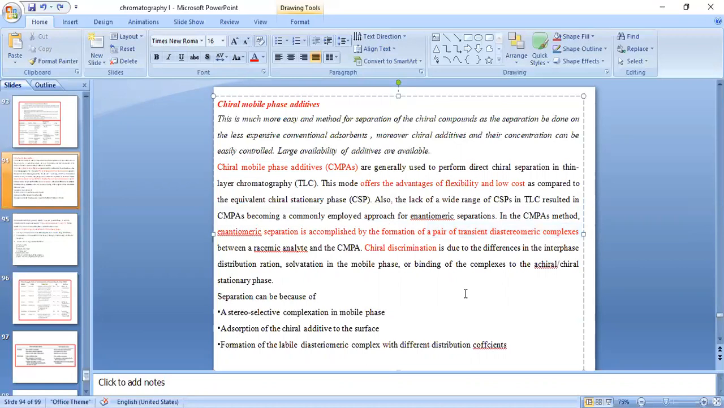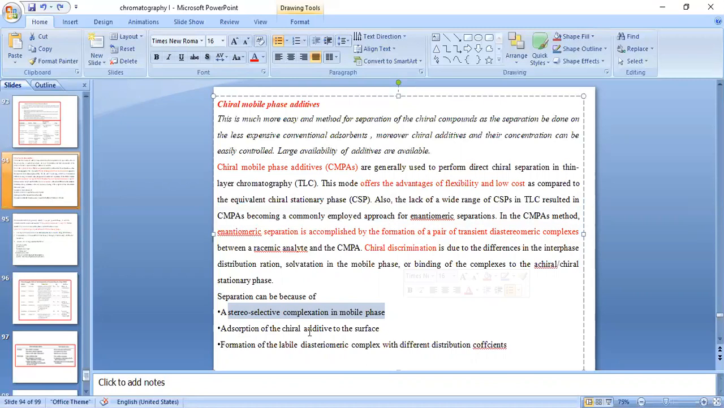Now these diastereomeric complexes have then different properties. As a result, they will be separated on the basis of their interaction with that of the solvent and with that of the adsorbent. Now there are ways by which these chiral mobile phase additives work. Either they form the stereoselective complexation with the mobile phase. जो mobile phase है जिसमें आपने chiral phase additives add किए हैं, आपकी जो एनेंटियोमेरिक मिक्सचर है वो उसके साथ स्टीरियो सिलेक्टिव कॉम्प्लेक्स बनाते हैं, जिनकी प्रॉपर्टीज फिर डिफरेंट हो जाती है.